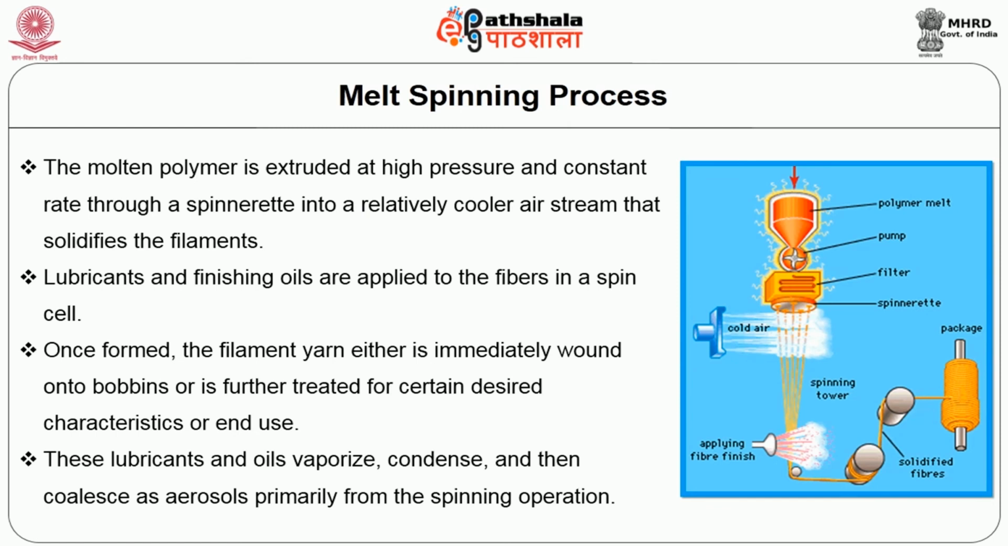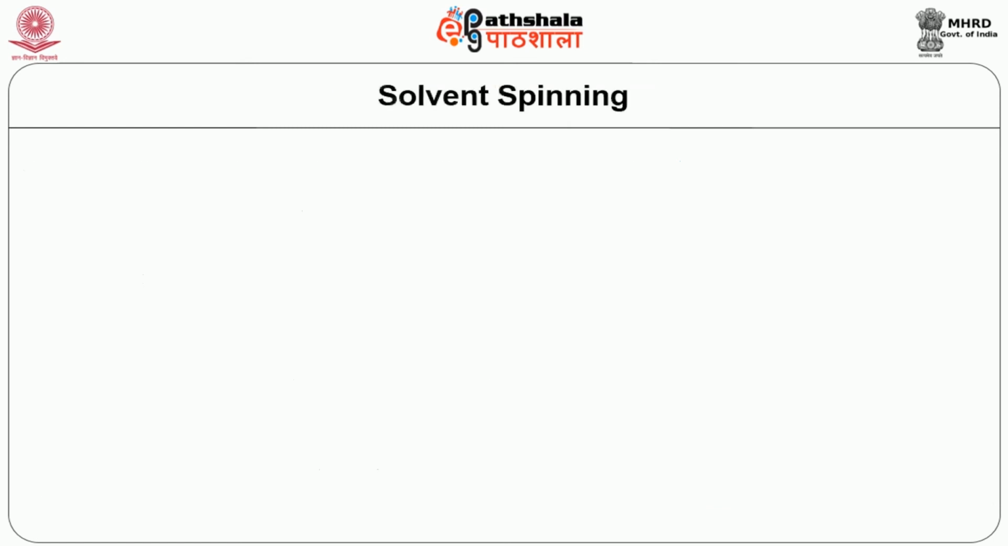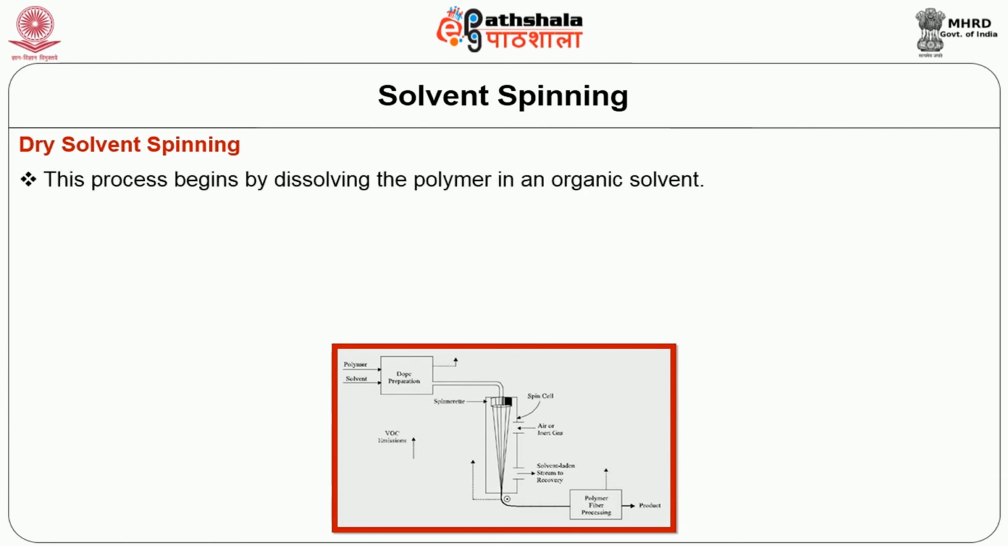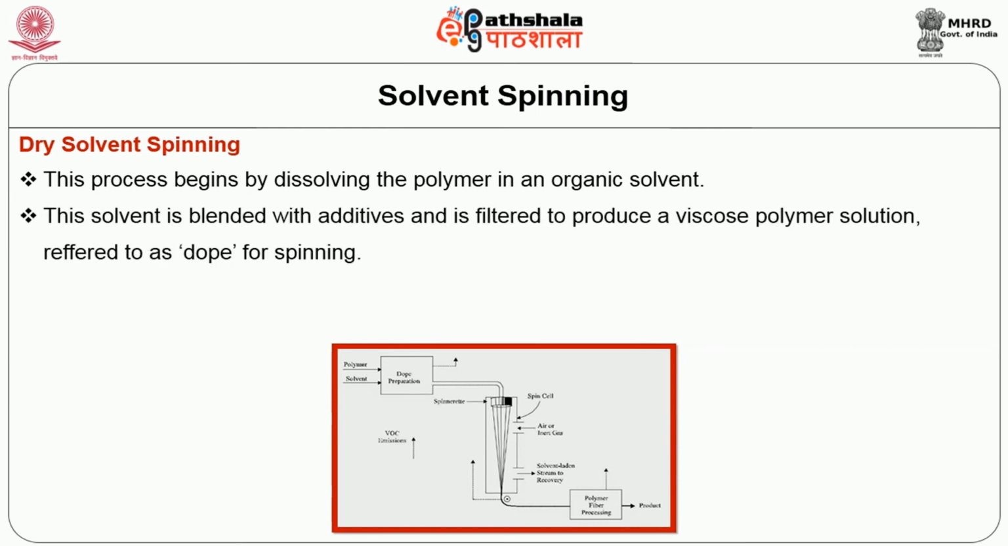Next is the solvent spinning. First is the dry solvent spinning. This process begins by dissolving the polymer in an organic solvent. This solution is blended with additives and filtered to produce a viscous polymer solution referred to as dope for spinning.